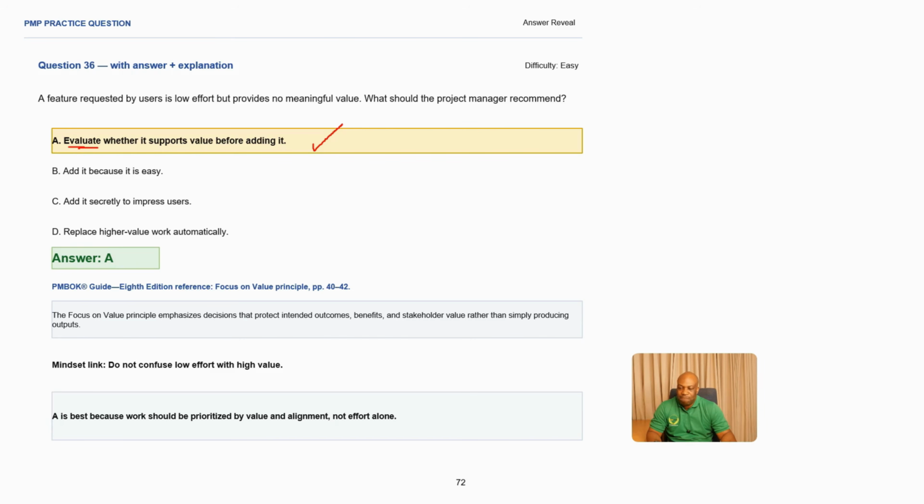You get more information. And what is our reference in the PMBOK? You're supposed to focus on the value principle. And the mindset that is applicable here is do not confuse low effort with high value. Something might have low effort, but in terms of value, you're not getting much. So it might not even be necessary to add that specific activity in a project environment. Making A the best answer because work should be prioritized by value. There's no project that you're going to do which doesn't add value. Then why are you doing that project? Not by effort. So A is the best answer.